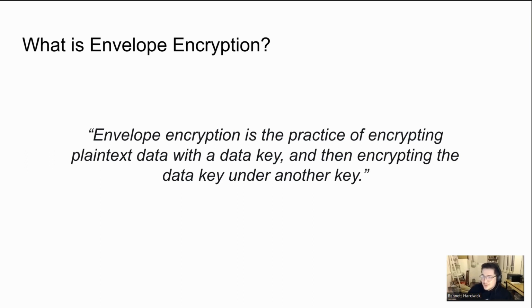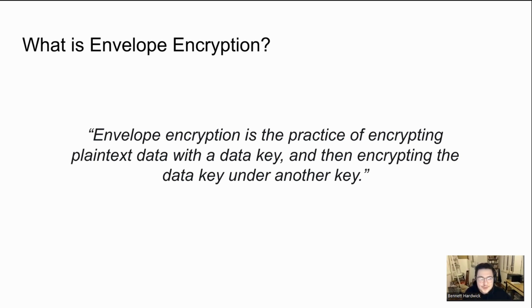So let me read that one out for you. Envelope encryption is the practice of encrypting plain text data with a data key and then encrypting the data key under another key. It's the first line from the AWS docs. And if you know about envelope encryption, you probably think that's a very succinct and good definition of it. But for someone who knows nothing about it, this just confused me even more.